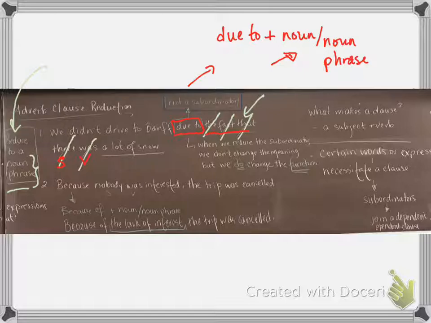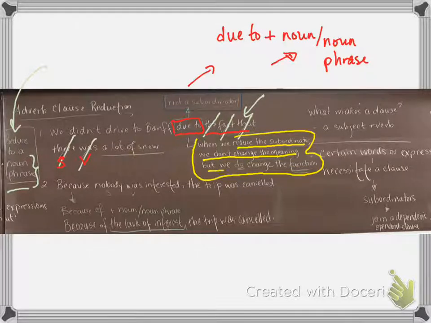It's important to notice that we haven't changed the meaning of the sentence here. Okay, when we reduce a subordinator, we don't change the meaning, but we do change the function. Okay, and that's important. When we reduce the subordinator, we don't change the meaning of the sentence, but we do change the function of what's happening in the word. Okay, because now we cannot have, oops, that's probably a bad color. Let's go back to red. Let's erase this. We cannot have due to plus subject plus verb. It cannot happen in English. Okay.